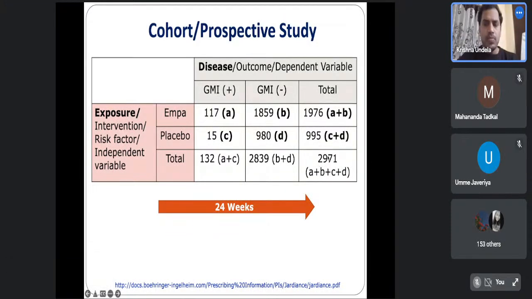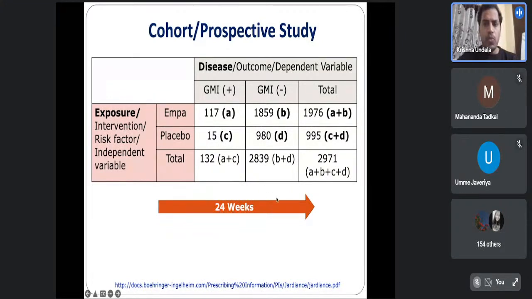Out of this, 1976 are receiving empagliflozin, the exposure group, and 995 are receiving other antidiabetic medications, that's the control group. We followed both these groups, the exposure group and non-exposure group, over a period of 24 weeks.